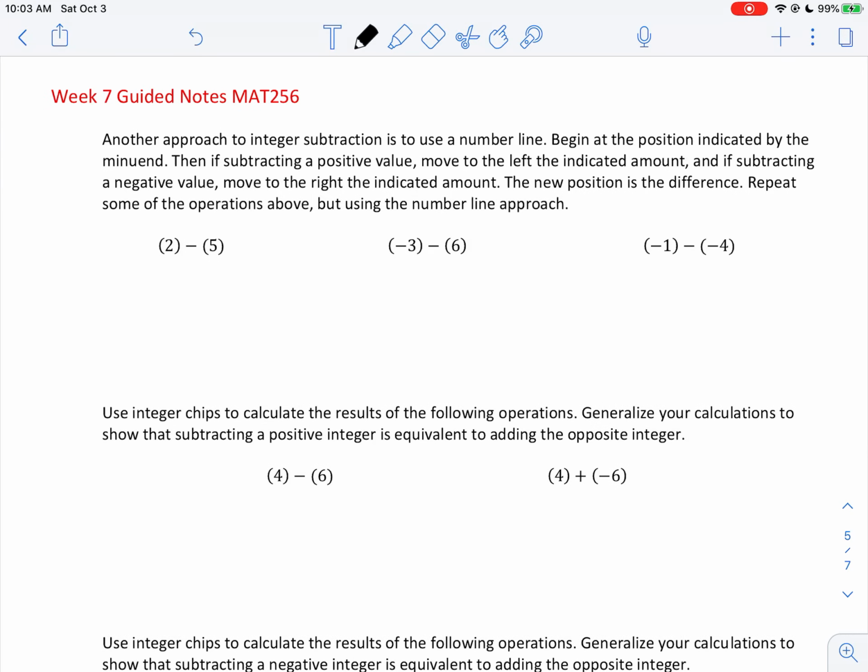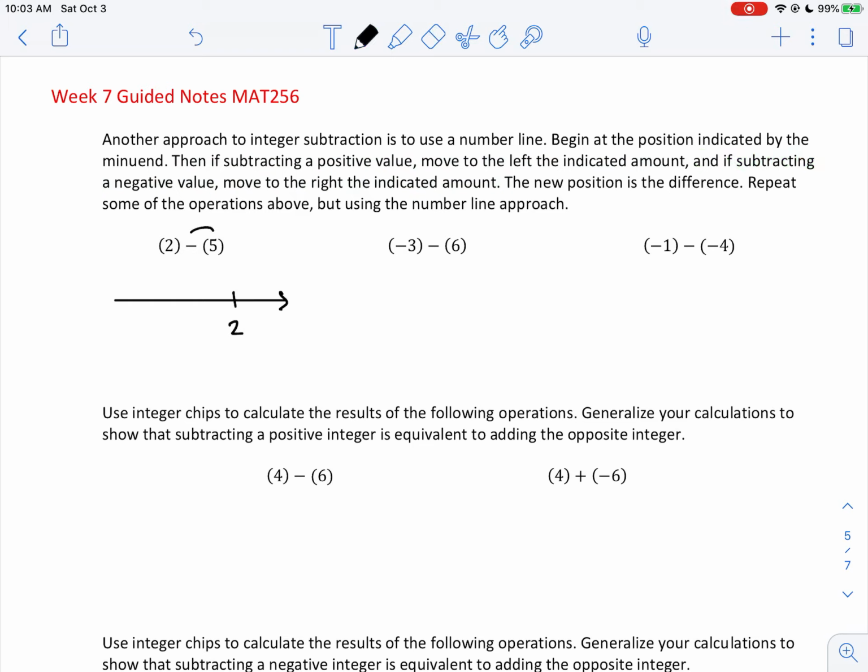Another approach to integer subtraction is to use a number line. Okay, so you're doing integer subtraction. 2 minus 5. So we begin at the position indicated by the minuend. So at position 2. And then if subtracting a positive value, you move to the left. If subtracting a negative value, you move to the right. Because subtracting a negative value is like removing a debt. That's like adding an asset. You know, you get more value if you remove debts.